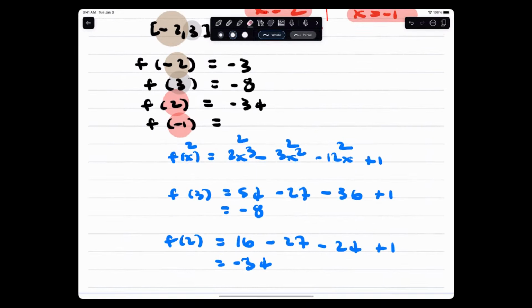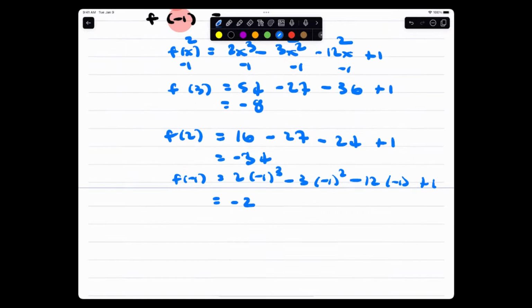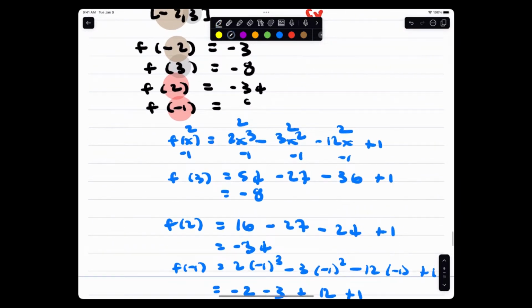And now let's plug in negative 1. So f of negative 1 will be 2 times negative 1 cubed minus 3 times negative 1 squared minus 12 times negative 1 plus 1. So it looks like that's negative 2 minus 3 plus 12 plus 1, negative 5 plus 12, 7 plus 1. Is that 8? So double check to see.